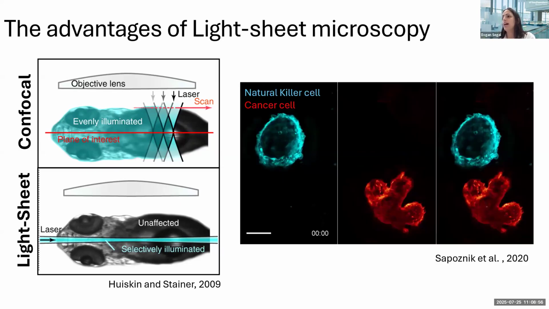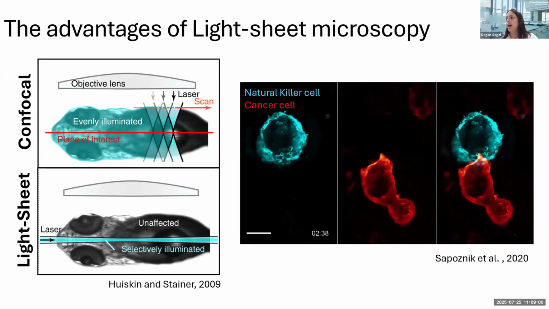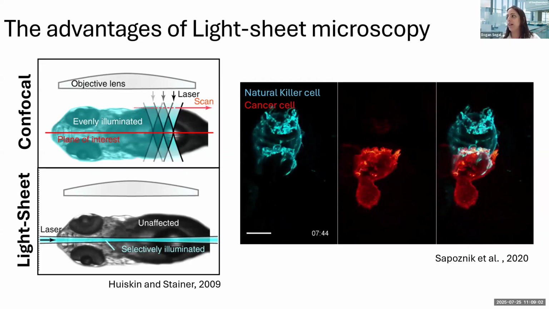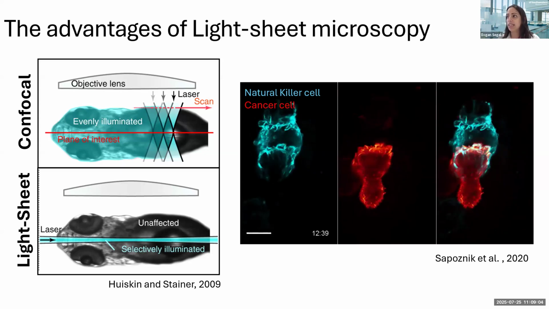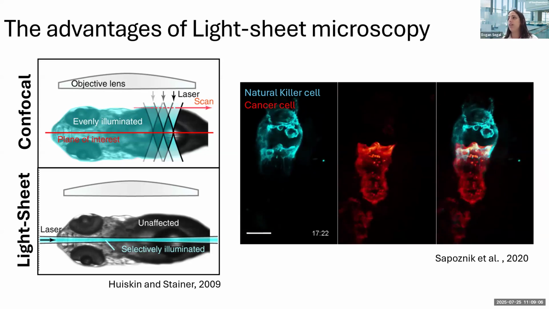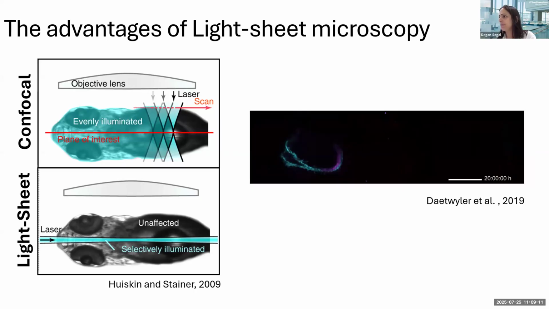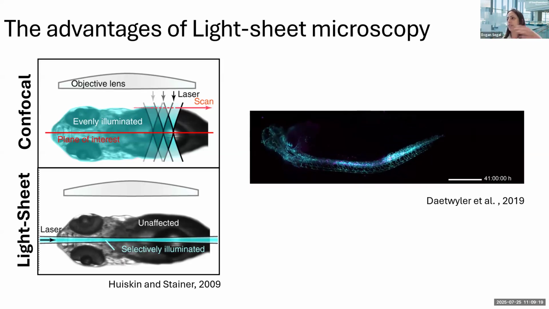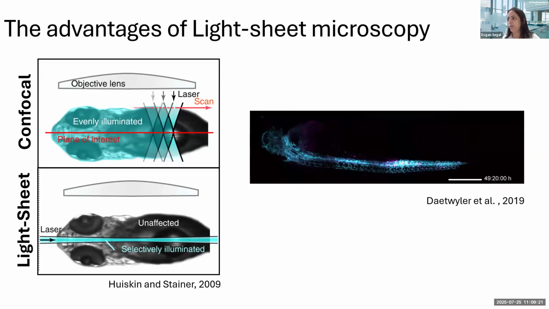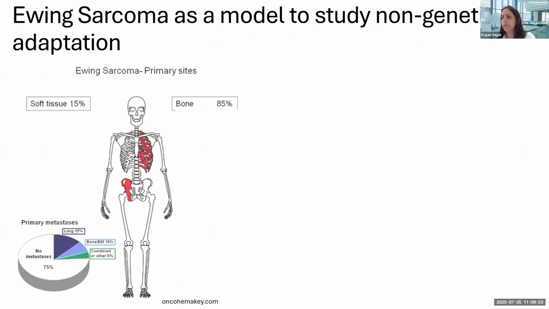So that makes light sheet microscopy especially amenable to imaging very fast 3D processes in biology. For example, this immune cell attacking this cancer cell. And simultaneously, because of the low phototoxicity, we're able to image over very long time scales. For example, in this developing zebrafish embryo over many, many hours.